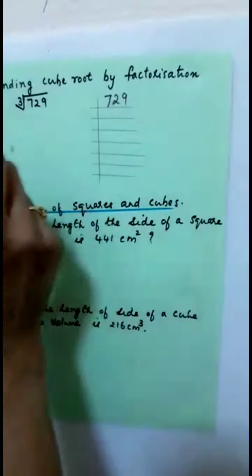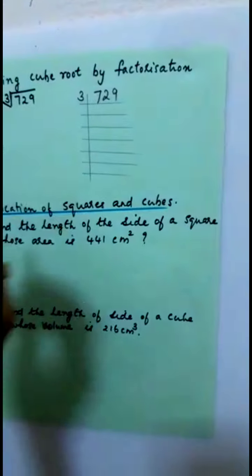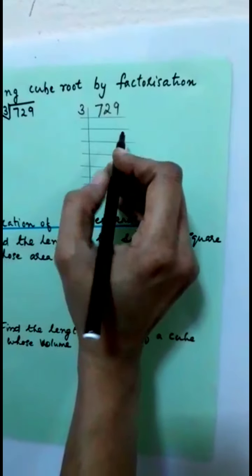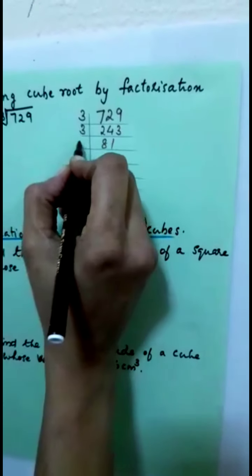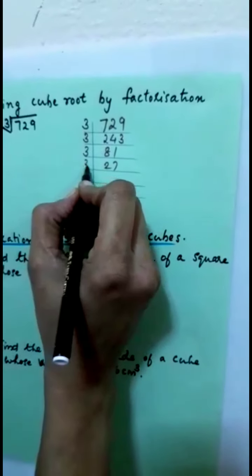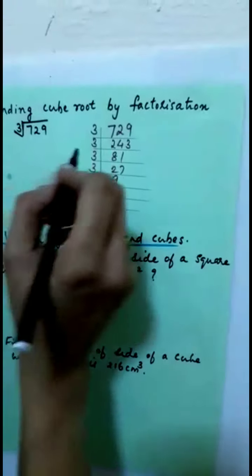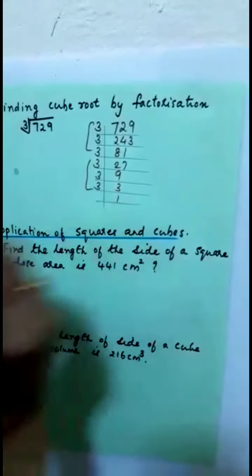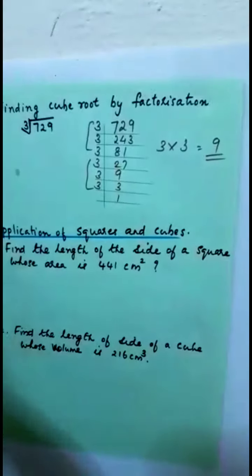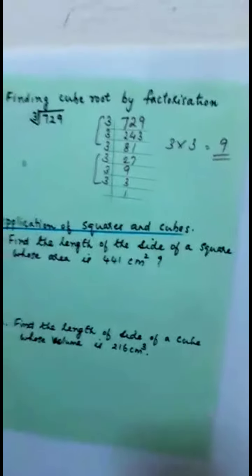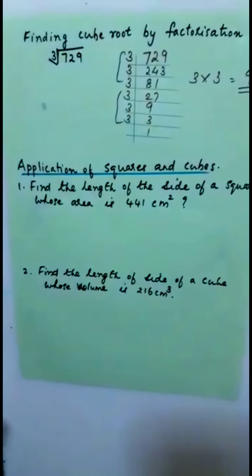Factorization means by prime numbers. It is an odd number, so we can start with 3. 729 is divisible by 3. So 729 by 3 is 243. Again by 3 it is possible: 81, by 3 it is 27, again by 3 it is 9, again by 3 it is 3, by 3 it is 1. For the cube root, we have to take triplets, three numbers. How many times 3? 3 times, 3 into 3, the answer is 9. It means 9 multiplied 3 times gives 729. So this is one way of doing the factorization.